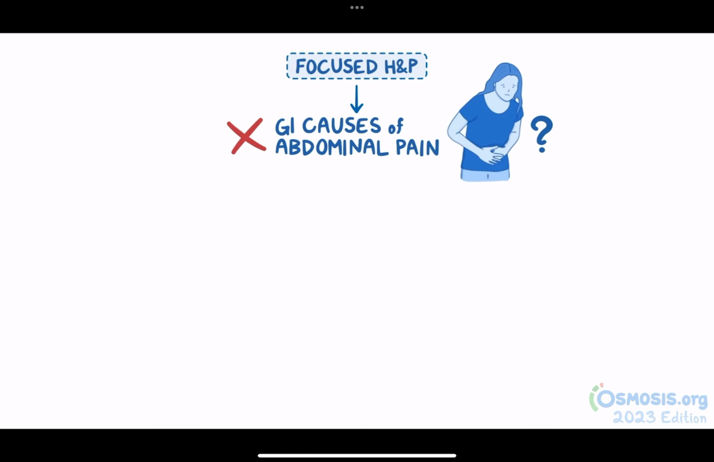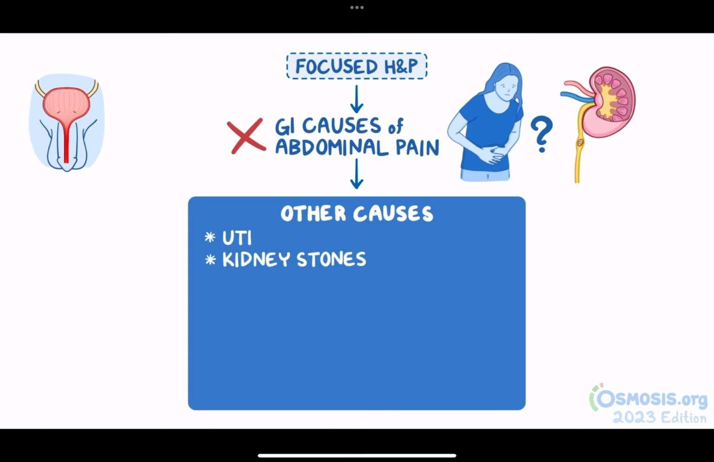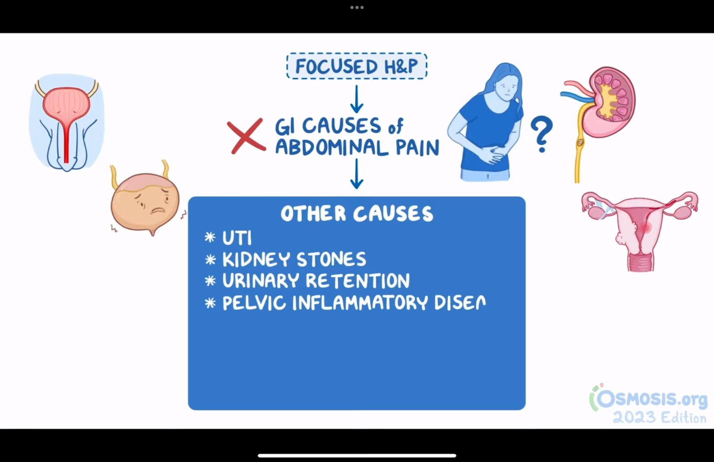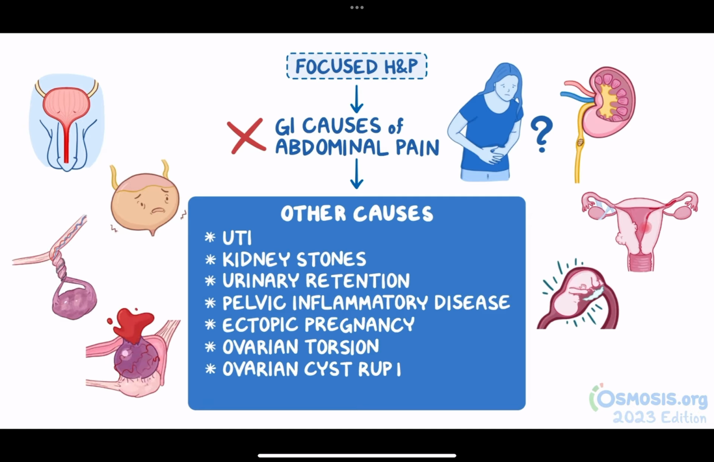Lastly, if history and physical exam haven't revealed any gastrointestinal cause of the abdominal pain, you should consider other possible causes as alternative diagnoses. Some common conditions to consider include UTI and kidney stones, as well as urinary retention. In biologically female patients, think about pelvic inflammatory disease, ectopic pregnancy, ovarian torsion, and ovarian cyst rupture. On the flip side, if the patient is biologically male, consider testicular torsion as the cause of the lower abdominal pain.